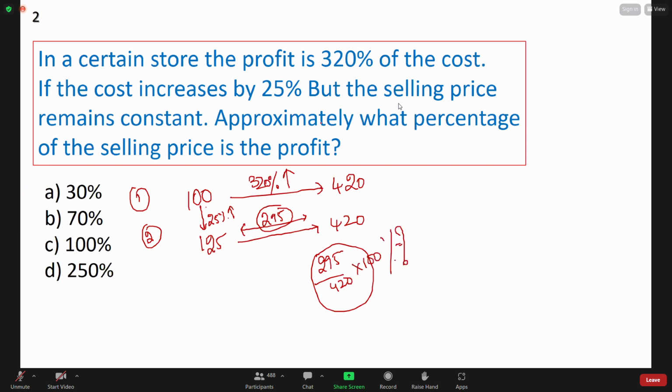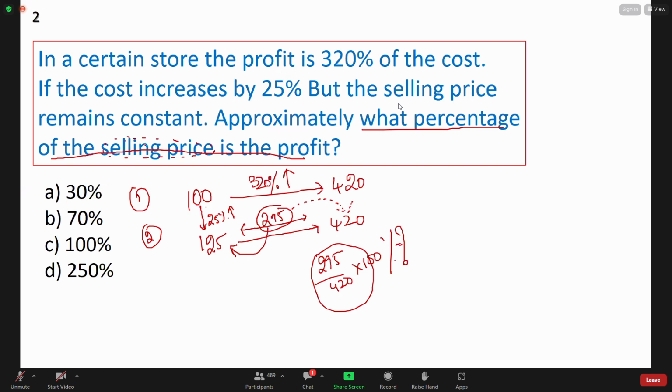The last statement: approximately what percentage of the selling price is the profit? Usually, whenever we want the profit percentage, we calculate it according to the cost price, right? But here the question clearly suggests we calculate it in accordance with the selling price. Here, if you observe, usually when we are asked for profit percentage, what do we do?